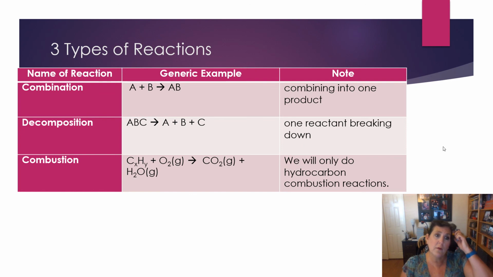And then the last one we've already talked about. We're going to have a hydrocarbon, a CH chemical, plus oxygen gas to support the flame. And we're going to make CO2 gas plus H2O gas, carbon dioxide and steam. We're only going to do hydrocarbon combustion, so we're not going to burn anything else in this class. We're just going to look at combustion reactions with hydrocarbons, like our fossil fuels. So we need to know these 3 reactions.